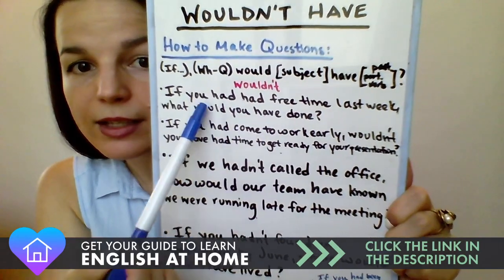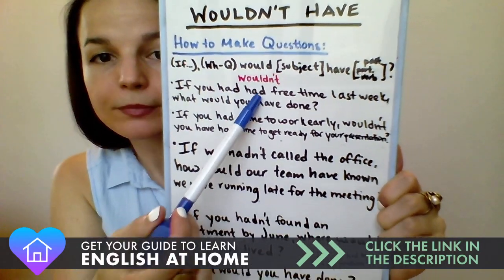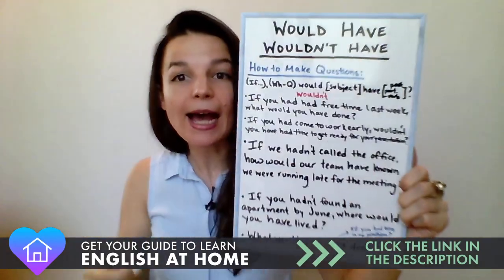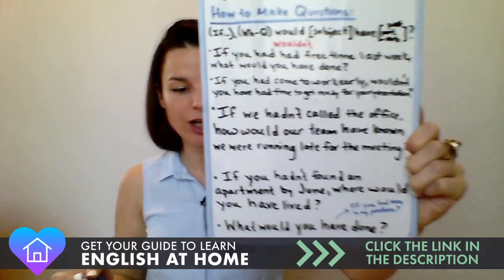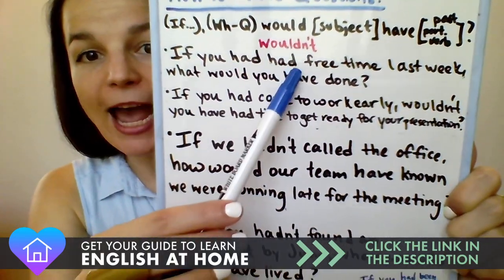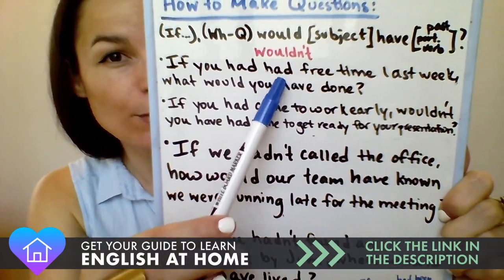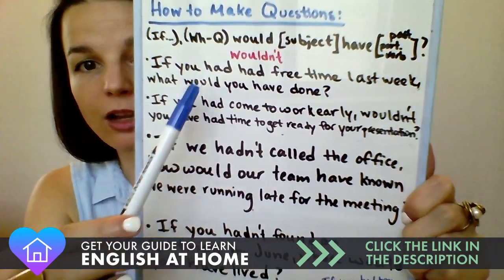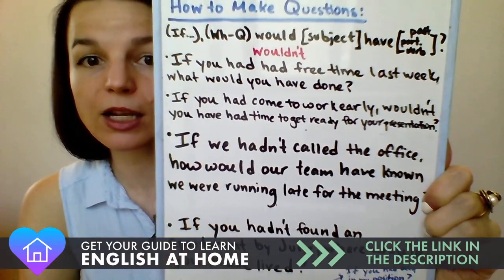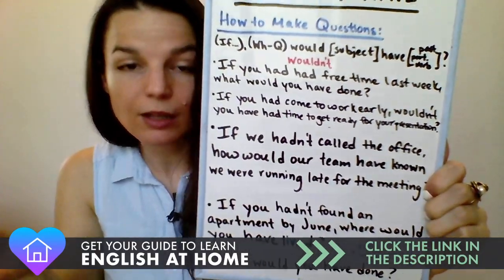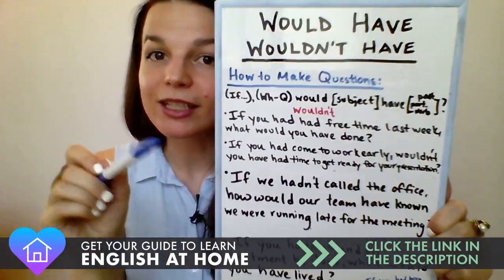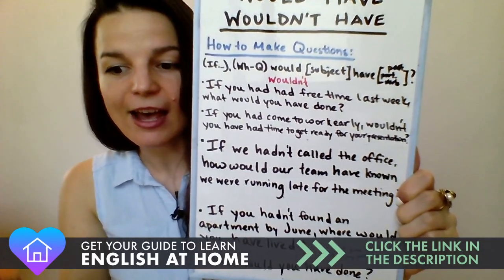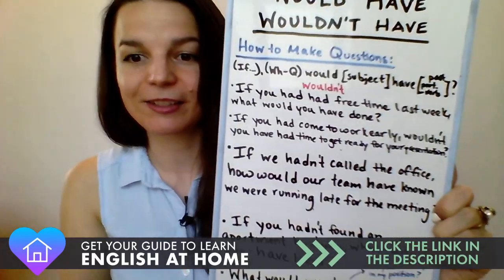Why is it like this? Because we are making a past perfect structure. This is the verb have, but because of grammar rules, we have to use the past participle verb form here. If you had had free time last week, what would you have done? So this means you did not have free time last week, but imagine that you did, and what would you have done in that case?